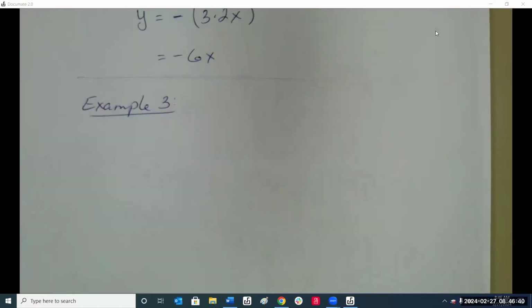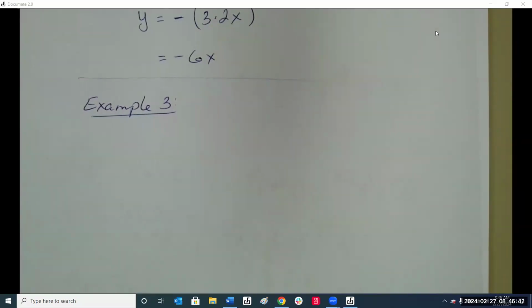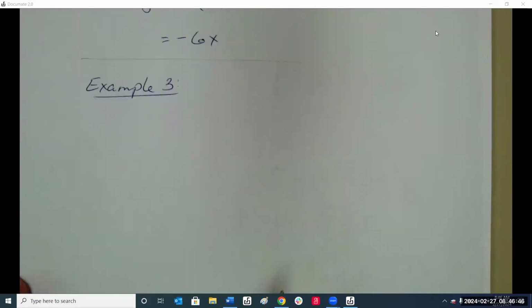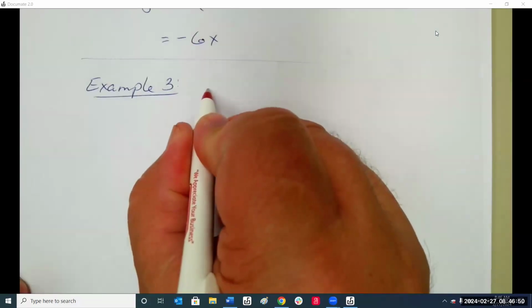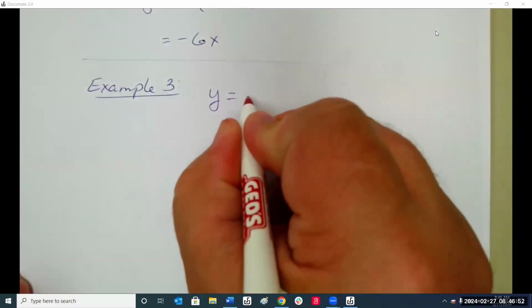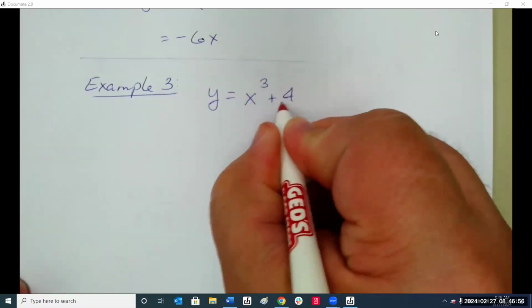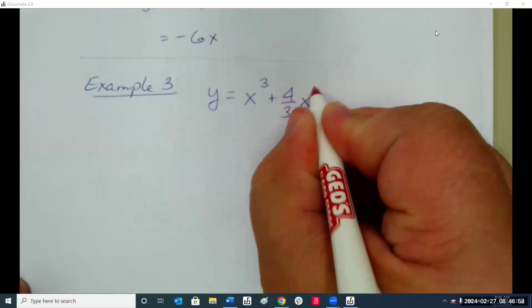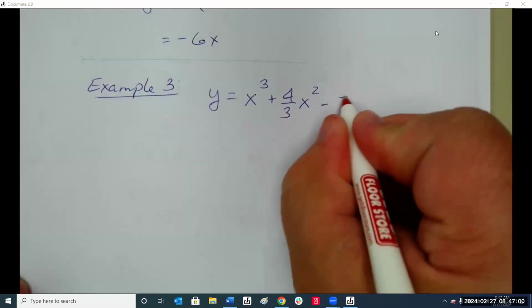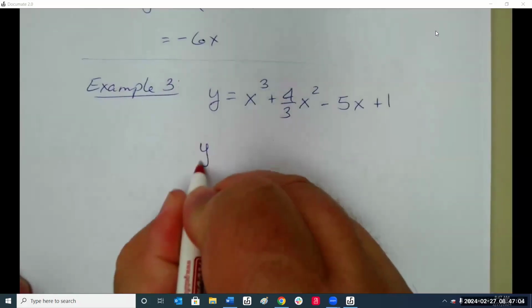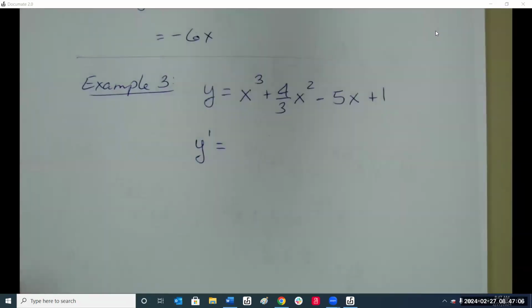We'd still be working on that x to the 4th question. It says, example 3, find the derivative of the polynomial y equals x cubed plus 4/3 x squared minus 5x plus 1. Find the derivative.